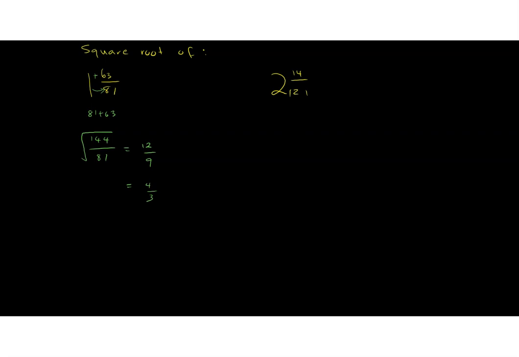And then the second one, you do exactly the same. You go ahead and multiply 2 by 121 and add 14. You have 256 over 121. So the square root of that is going to be 16 over 11, because the square root of 256 is 16 and 121 is 11. So that's simply how you get the answer for this type of questions.